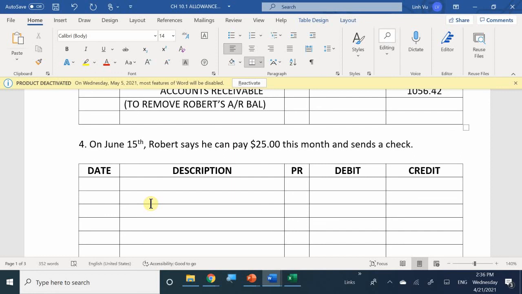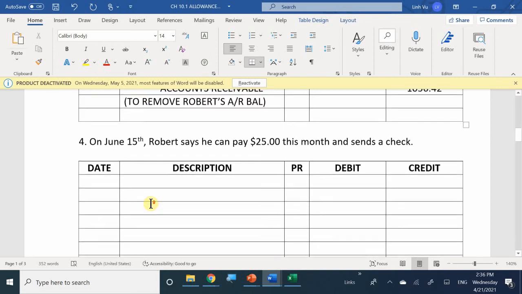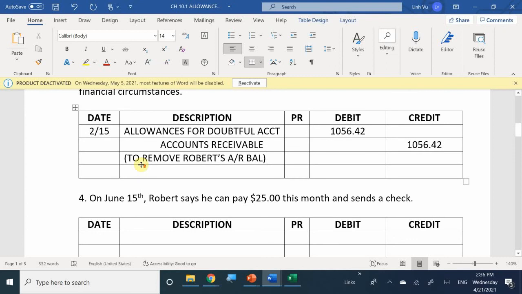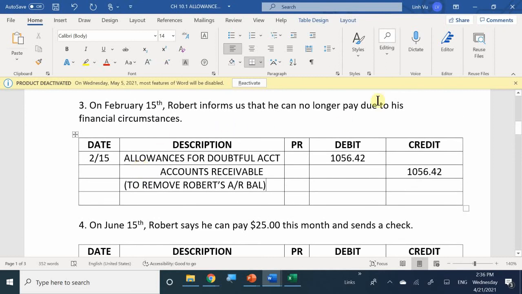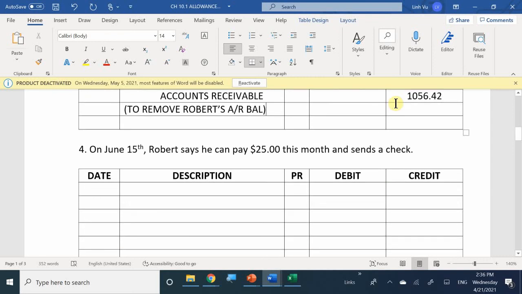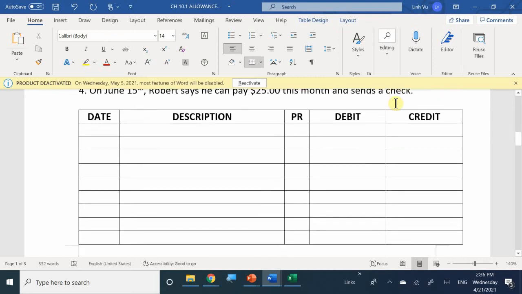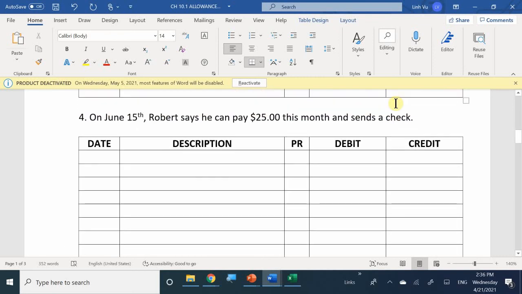And he sends a check. So once again, he said that he couldn't pay us this month, and so we just placed it in the placeholder, right? Now he's saying, well, it's June now. You know what? I'm going to go ahead and make a payment to you because I actually have the money for it now. So how are we going to journalize this?